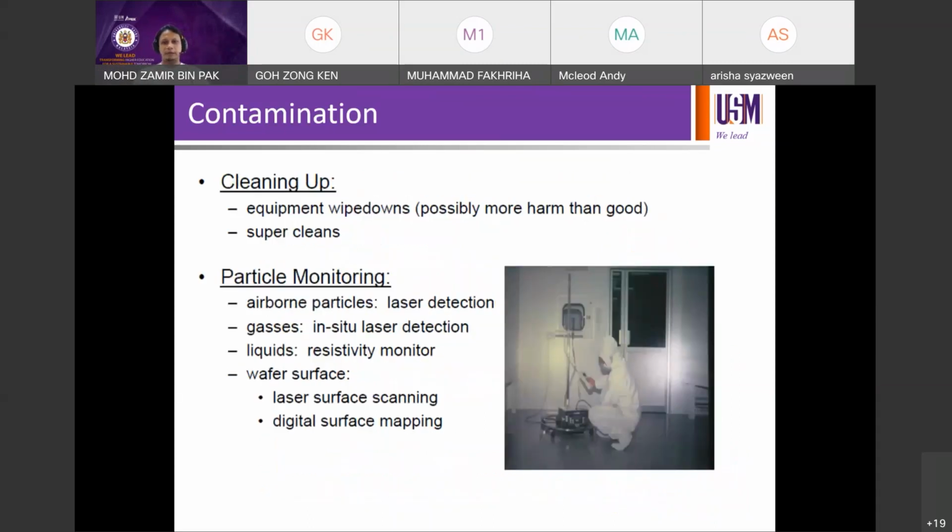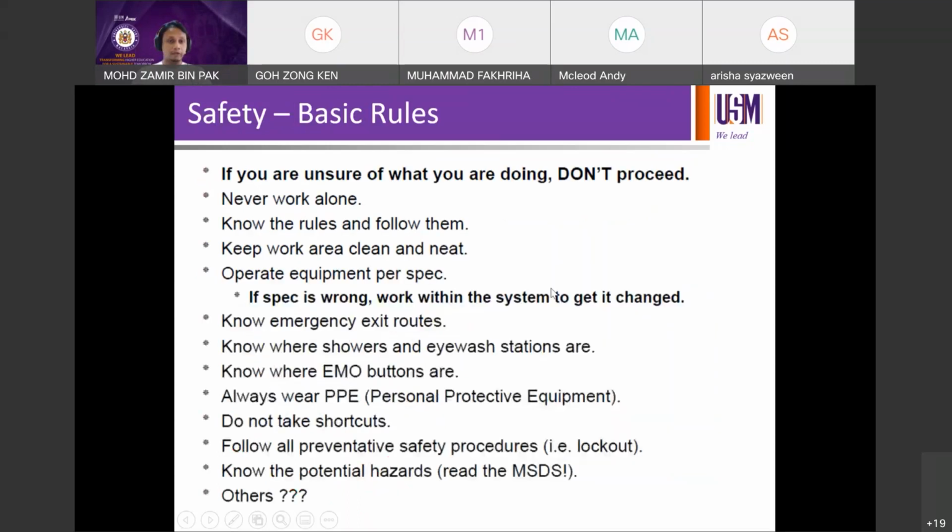So yeah, okay, contamination, you have to do cleaning up, depending on the issue that you have. And then particle monitoring will be done by our team in the department, and also by QA. QA dia akan buat monitoring ni, QA, or some people call QC, they will do the monitoring of air particles and all the stuff, right, from time to time. So it's a challenging environment, in fact.